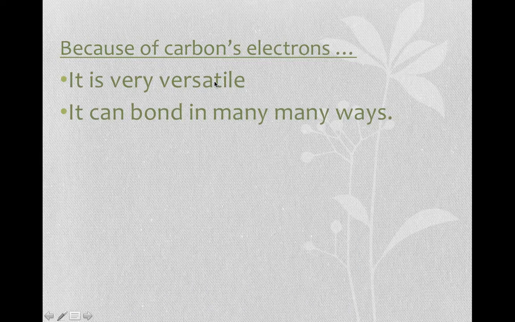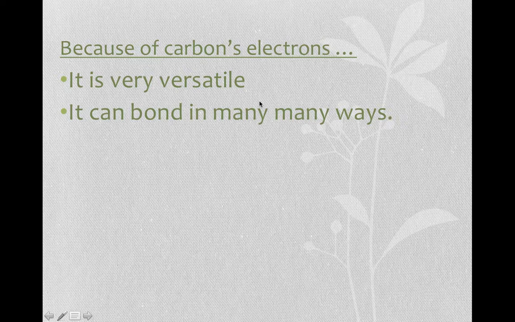And because carbon has 4 electrons in its valence shell, it's able to do some really incredible things. Because of the way carbon's electrons are formed, it's super versatile. Versatile means you can do a bunch of different things, and it can bond in many, many different ways. It can make up a whole bunch of different shapes. And that's really important because if everything's made of carbon, you want something that can do a bunch of different stuff because life on Earth is really varied and really versatile.